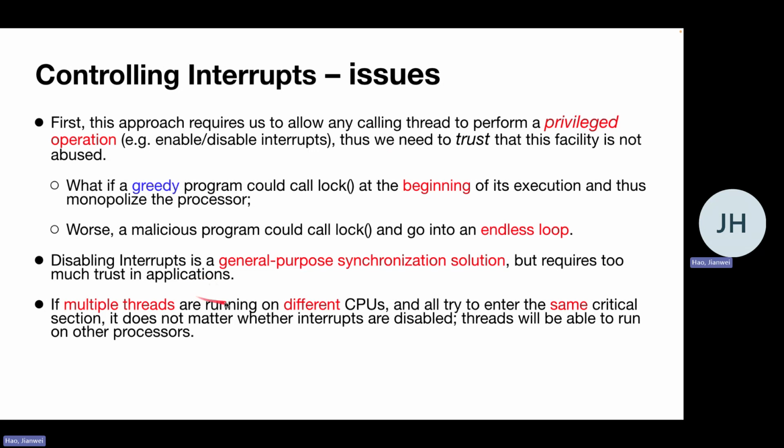If multiple threads are running on different CPUs and all try to enter the same critical section, it doesn't matter whether the interrupts are disabled. Threads will still be able to run on other processors. So how do we design a mechanism to prevent this situation, or do we just leave it there? That's also an issue.